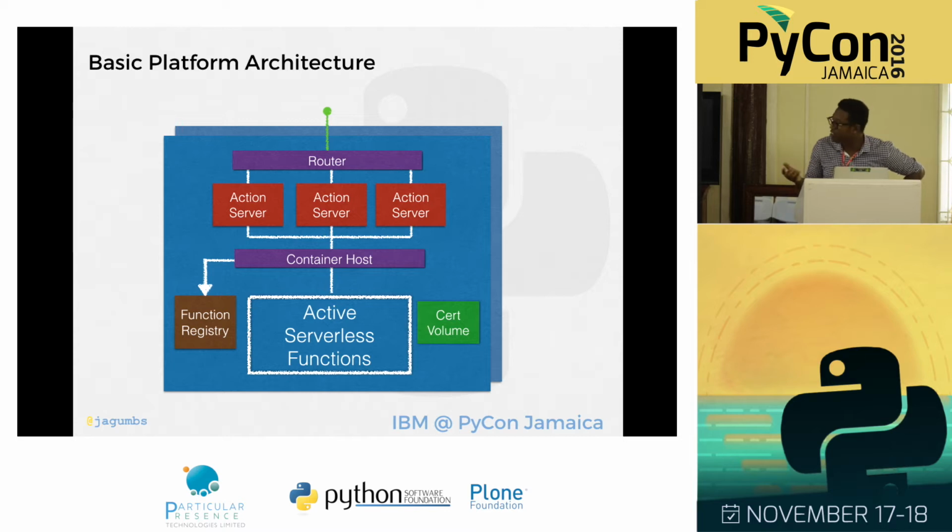But this is very similar. It's tied to the container host, and on a deeper level, it's where all of my images that comprise my functions are stored. There's a cert volume there to make sure that I'm communicating securely with the container host and being able to get results from all of the functions that are currently running based off of what event was triggered.